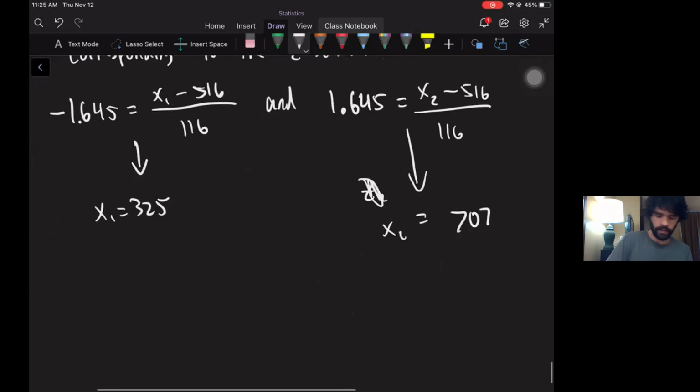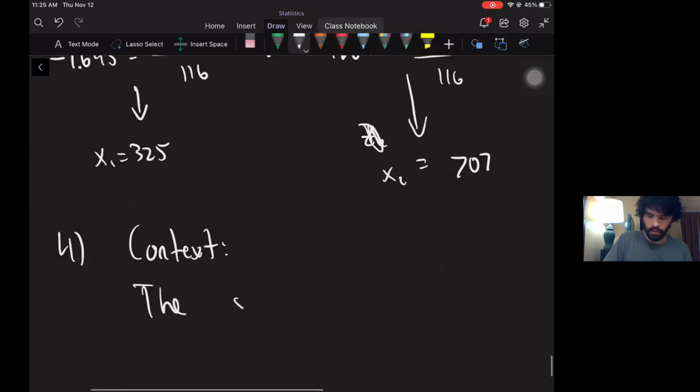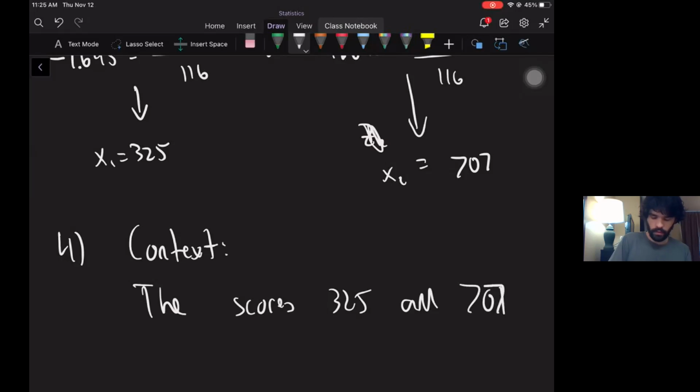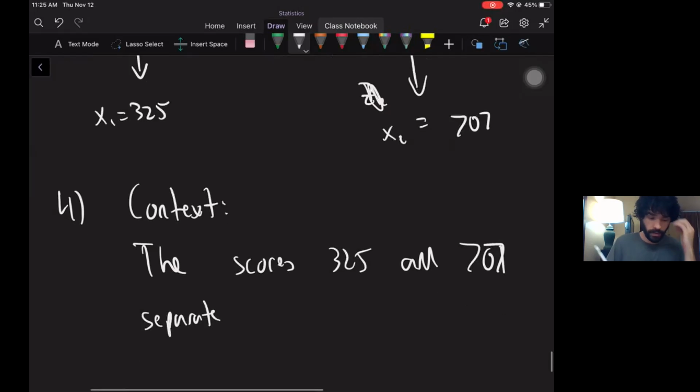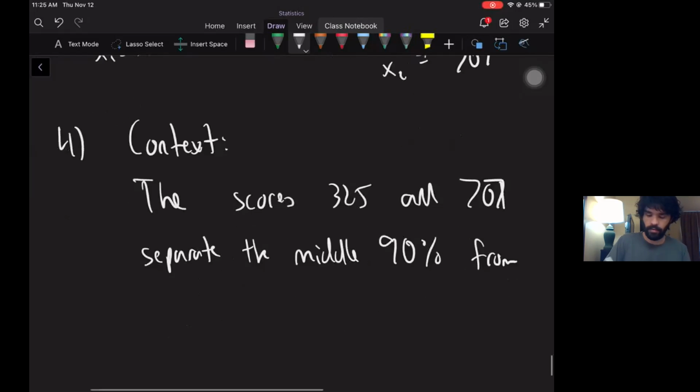So now, in context, we can finally finish the problem. So the two scores, 325 and 707, separate. They do the thing the question wants us to do. They separate the middle 90% from the top and bottom 5%.